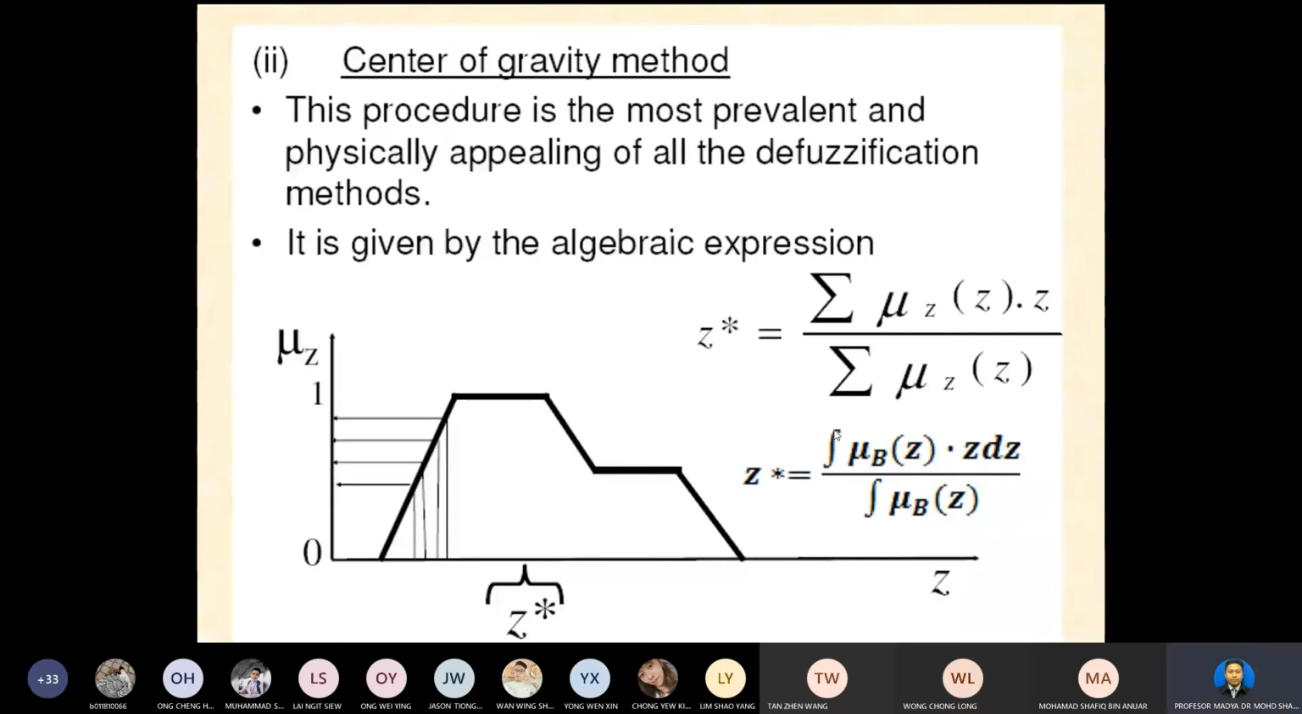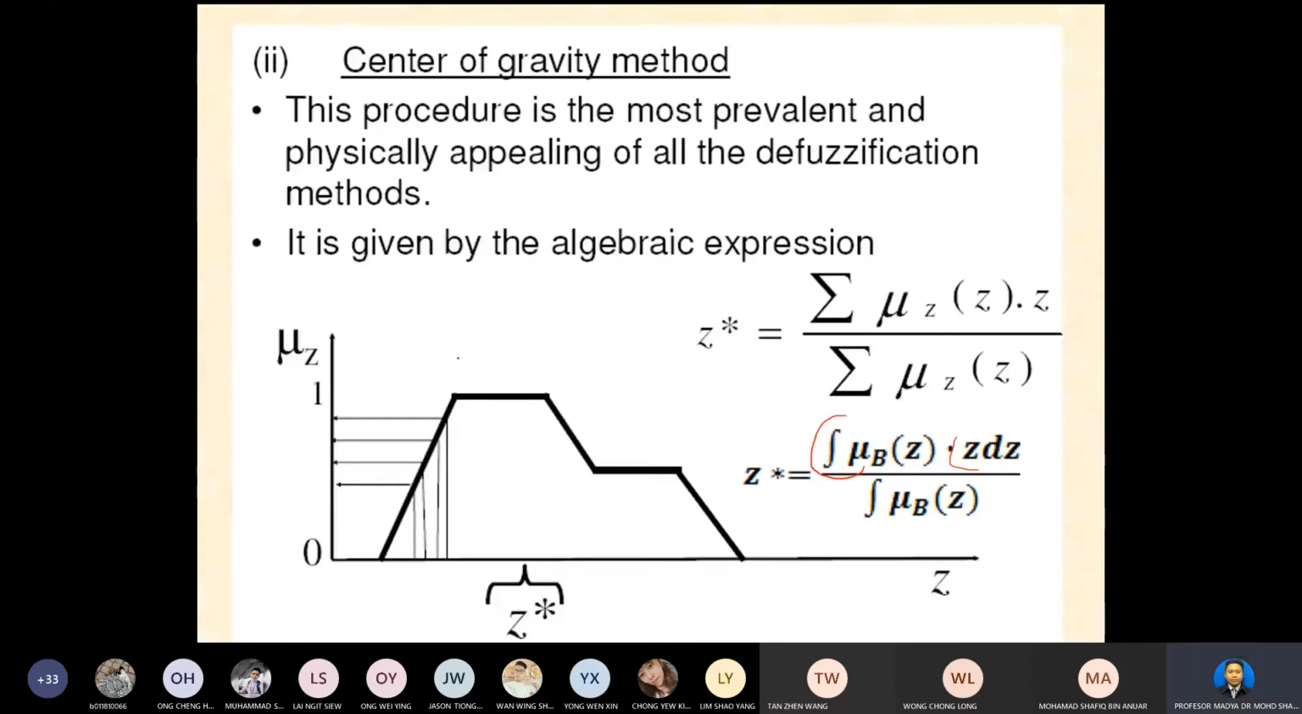It is given by the algebraic expression: summation of membership of Z multiplied by the center, and then divide by summation of membership. This is the equation. We have to integrate this, integral of membership Z dz, and then divide by the integration of membership dz. Do we have this example or no? No.